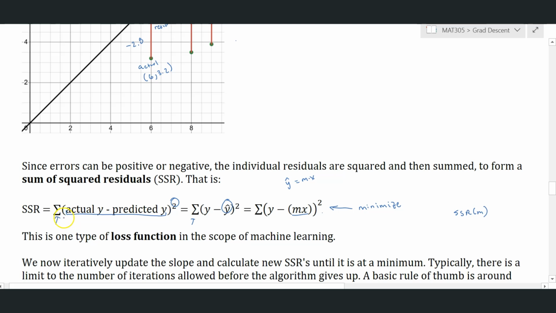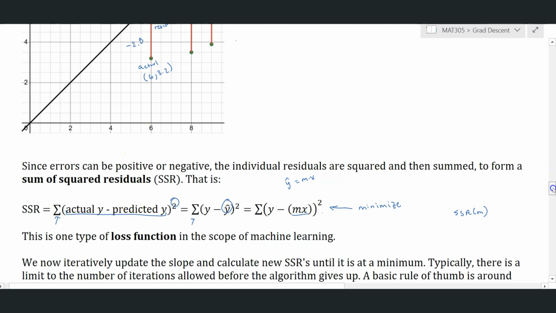Remember that this is what we call our loss function. This is the sum of the squared residuals, which is the sum of the squared differences between the actual y and the predicted y. When the actual y and the predicted y are far apart, this deviation will be big, and if you square it, it'll make it even bigger, and if you add them all together, you'll get a really huge sum of squared residuals.